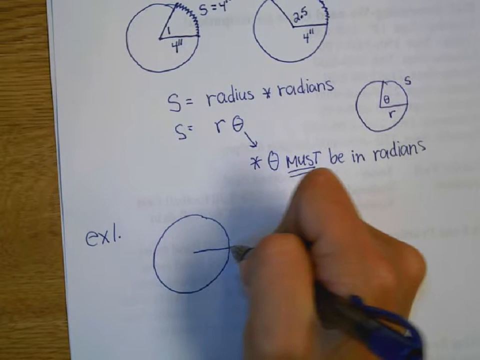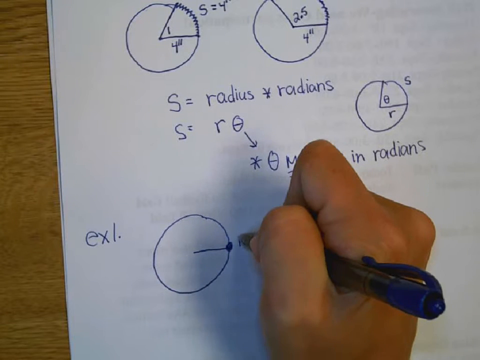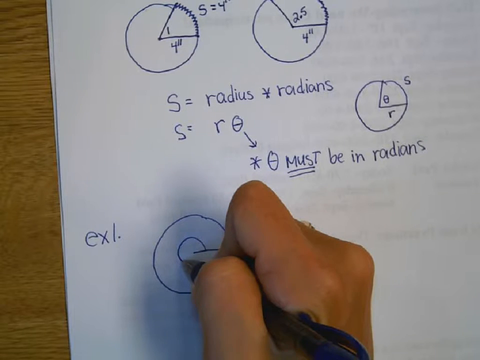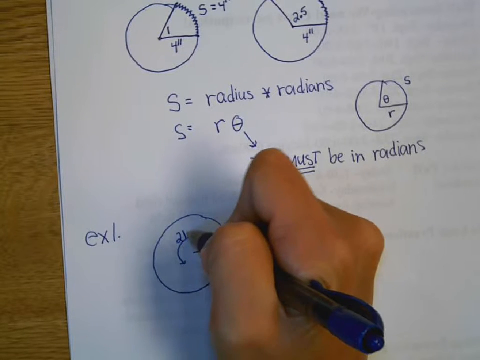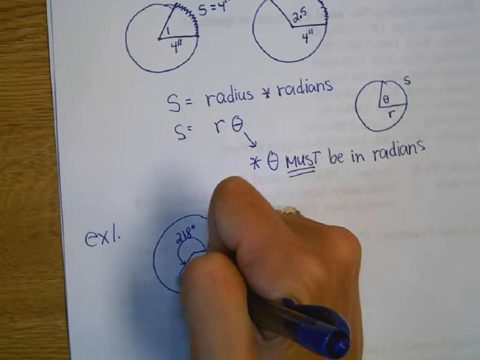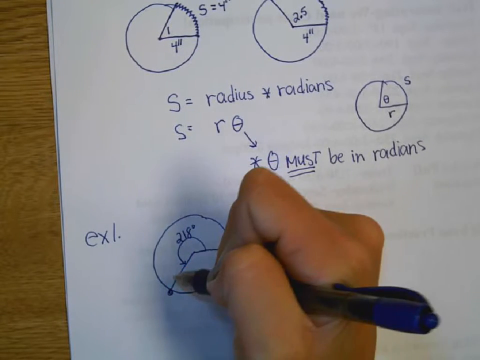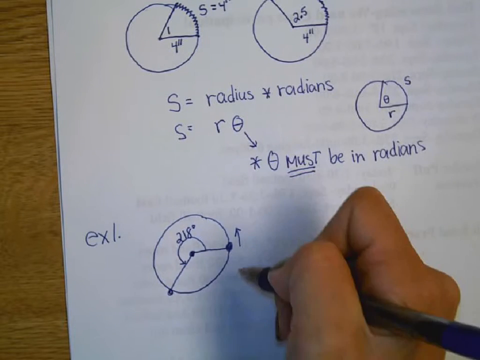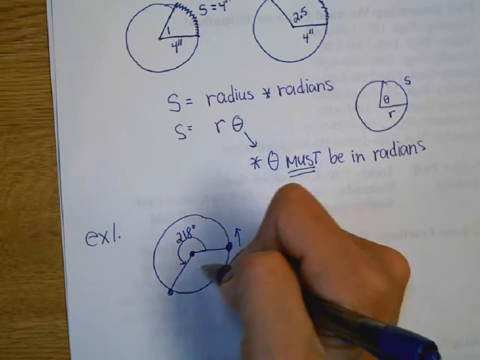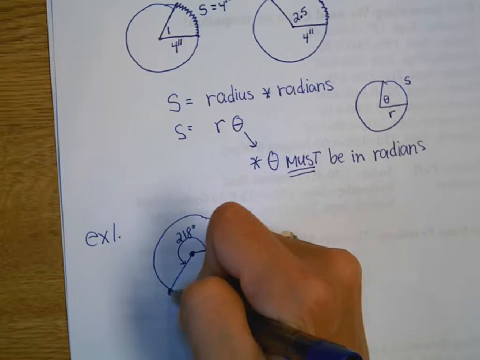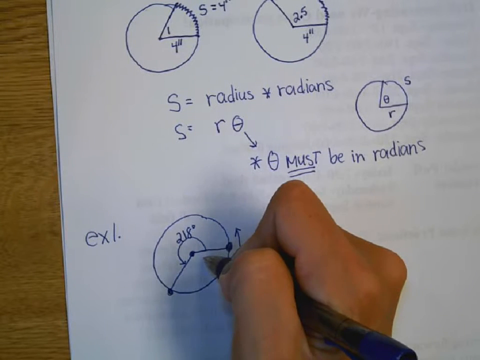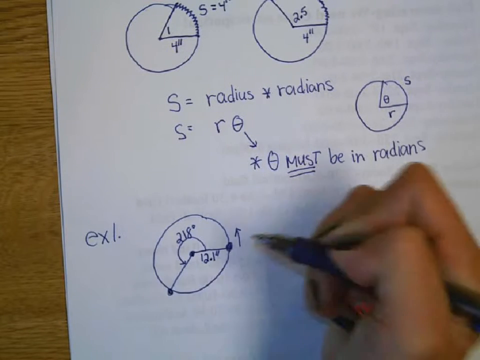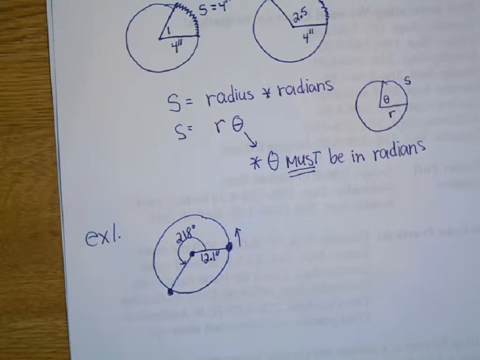Okay, let's take this point. We're going to rotate it around the circle. We're going to rotate it 218 degrees. And this radius, just going to rotate to make an angle, taking that point and traveling it around there and stopping here. I'll tell you this radius was 12.1 inches. Can you tell me the distance that point traveled?